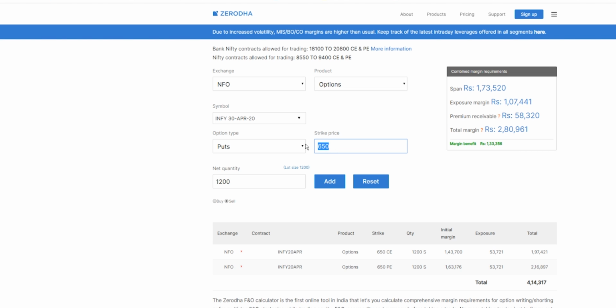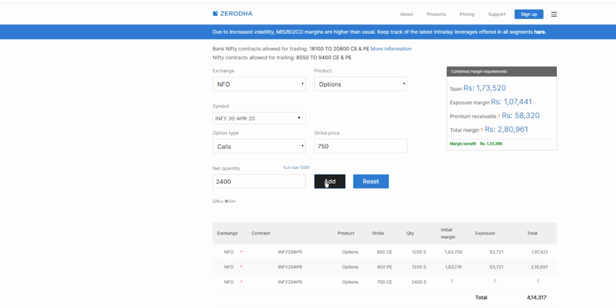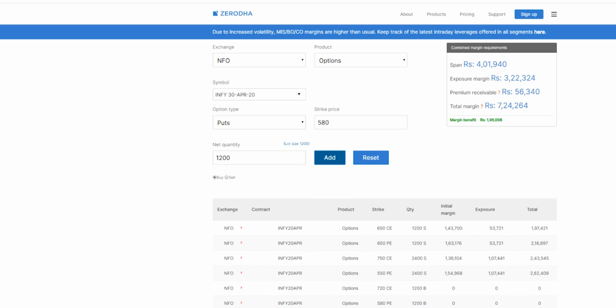Then we have done 750 call option. We have done 2 lots. And then we have done 550 put option. Also we have done 2 lots. So the total margin is 7,35,000. Plus we have done 720 call option. We bought. And you can see that change from 7,35,000. When you buy, it becomes 7,32,000. And again another put option, 580 put option. We bought it.